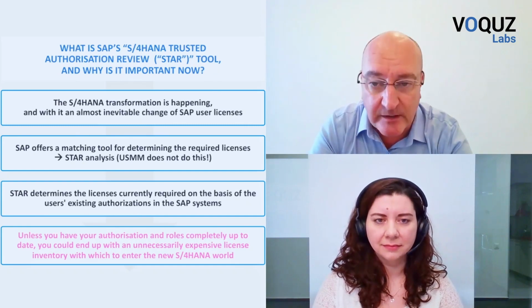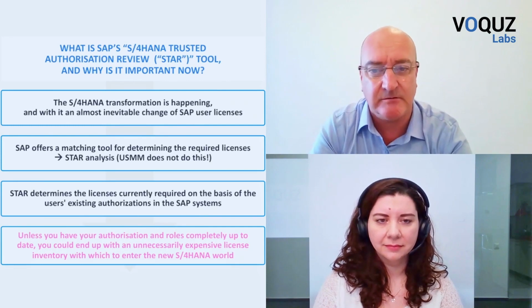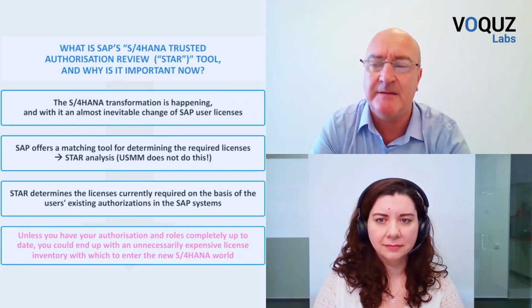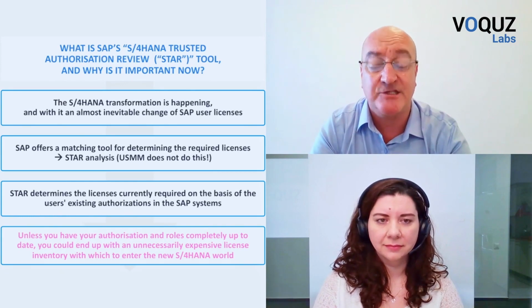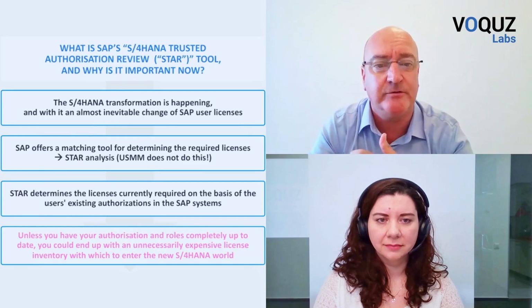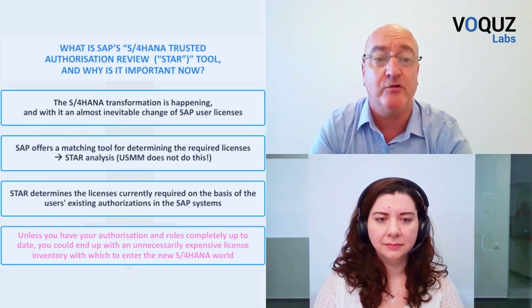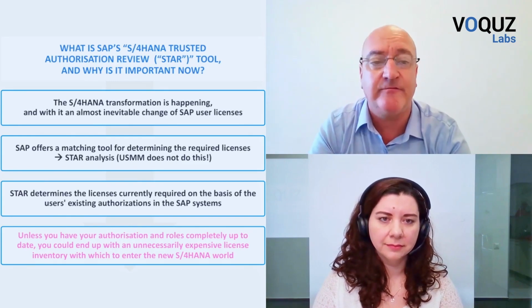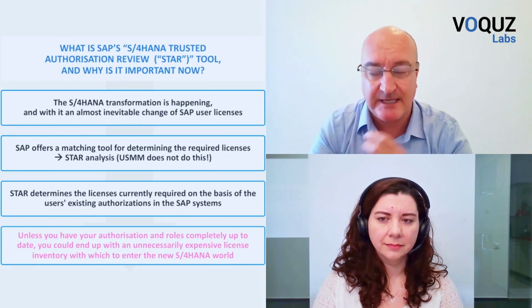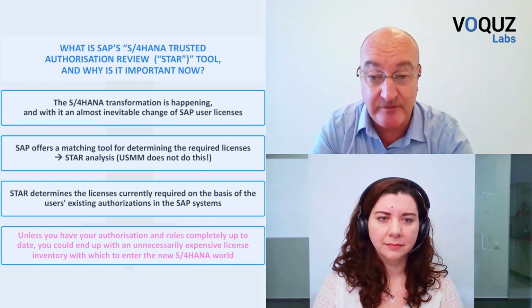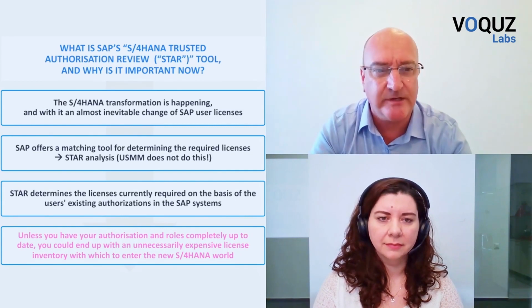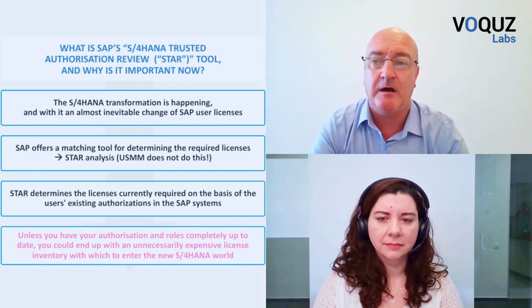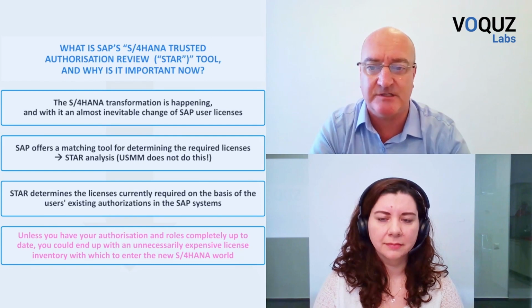Now, one of the most important aspects of licensing, of course, is your named user licenses, and SAP has come up with the STAR tool as a service. They say to help you do the analysis on your requirements in the future world. It's good to note that USMM doesn't do this. This is something completely different to USMM. USMM, of course, is for audit purposes, and SAP is advertising STAR as purely a service-based approach so that customers understand their licensing requirements.